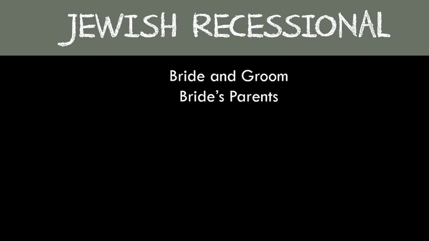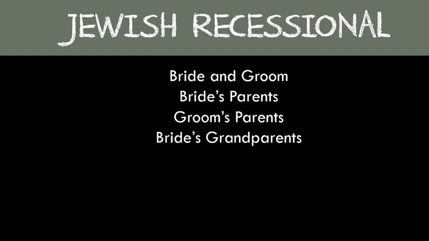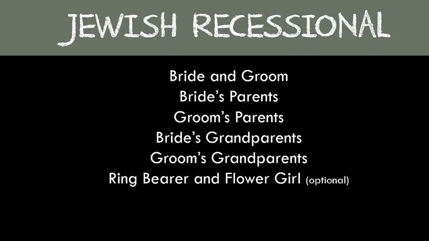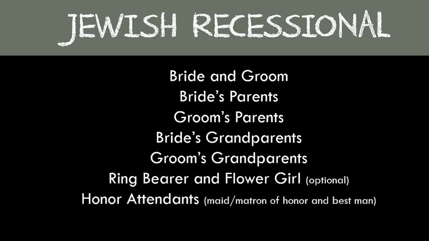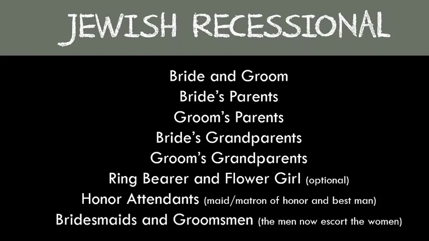In a Jewish recessional, the bride and groom exit first, followed by the bride's parents, the groom's parents, the bride's grandparents, the groom's grandparents, the ring bearer and flower girl, the honor attendants, the maid of honor and best man, then the bridesmaids and groomsmen. The men now escort the women, followed by the rabbi and/or cantor.